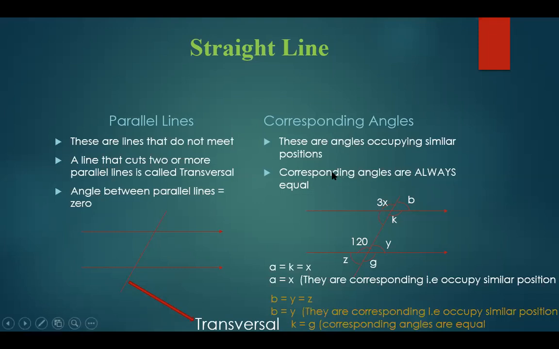And corresponding angles are always equal. Okay? So that means 3x is equal to 120. And what does that mean? What must you multiply 3 by to give you 120? That is 40. 3 times 40 will give you 120. So that's how I got my x as 40. Is that okay?